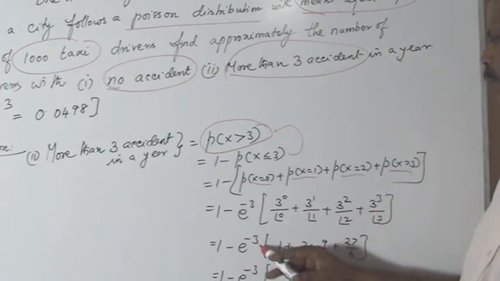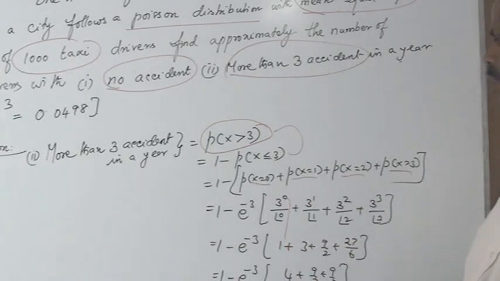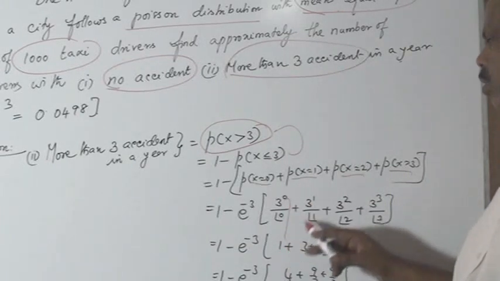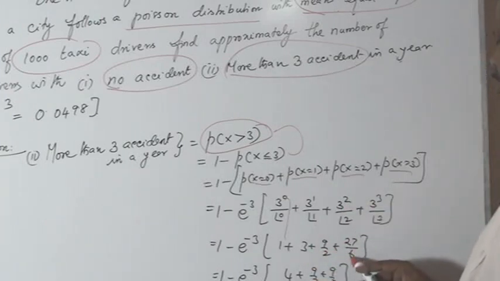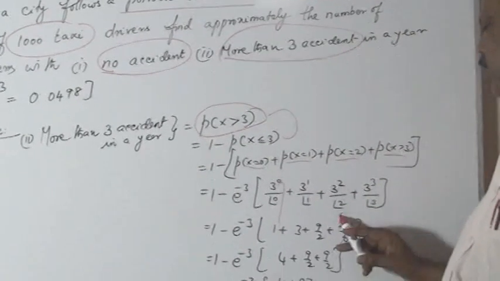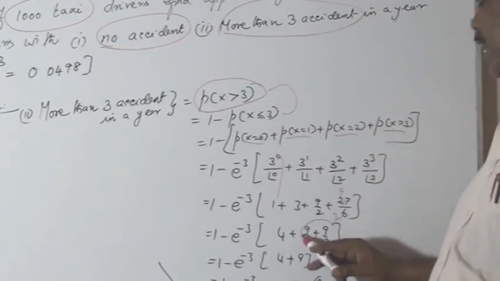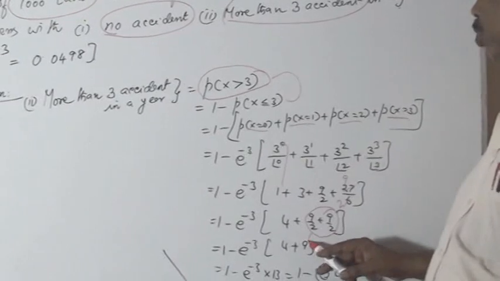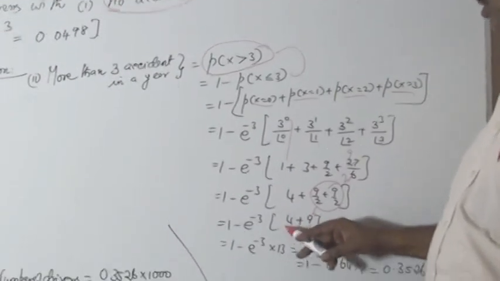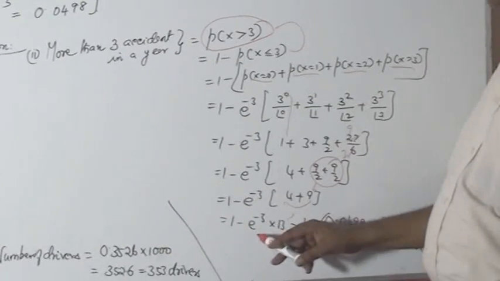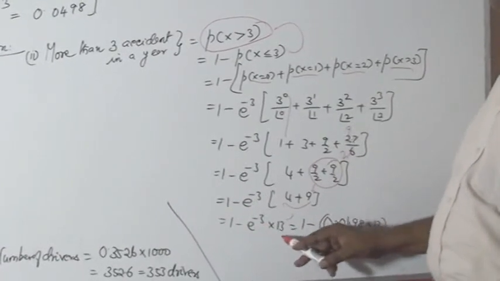So 1 minus e power minus 3 into, 3 power 0 is what? 1. Factorial 0 is also 1. So 3 by 1 is 3, 9 by 2, 27 by factorial 3, which is 6. So when you cancel this, we get 9 by 2. So when you add 9 by 2 plus 9 by 2, which gives you what? 9. So what is 4 plus 9 gives you what? 13. So 1 minus e power minus 3 into 13.